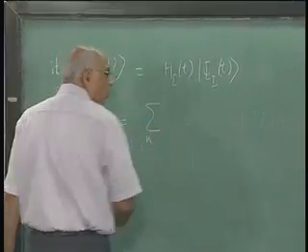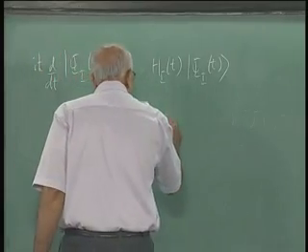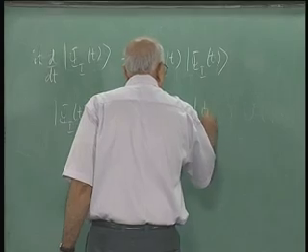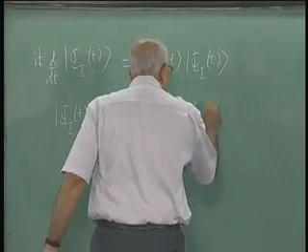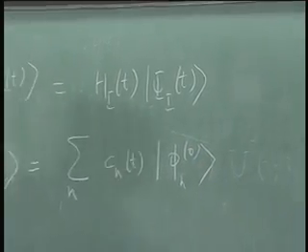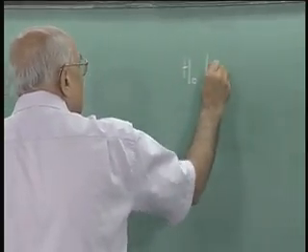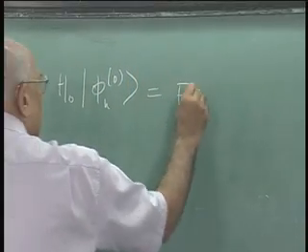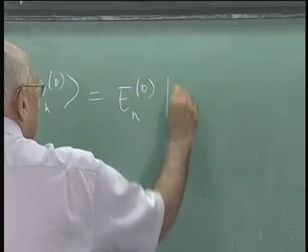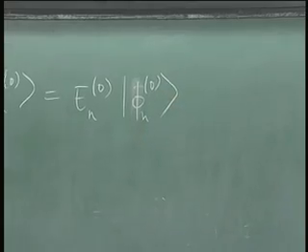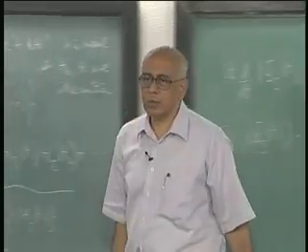So let us expand it in that basis, equal to a summation over n, some coefficients C n of t, which could be time dependent in general, and then phi n zero. So what is the assumption? The assumption is that H naught on phi n 0 is equal to E n 0 phi n 0, and that they form a complete set and so on and so forth.